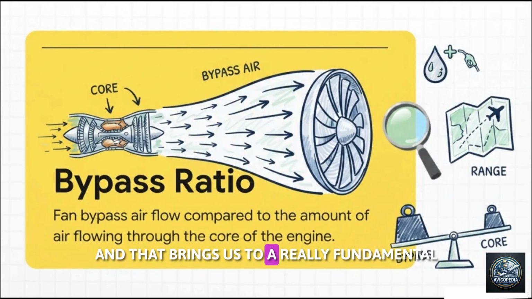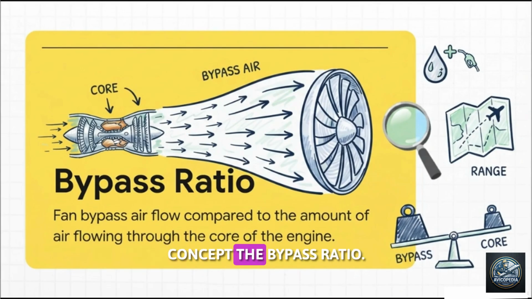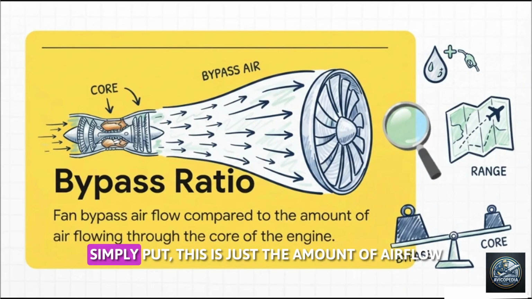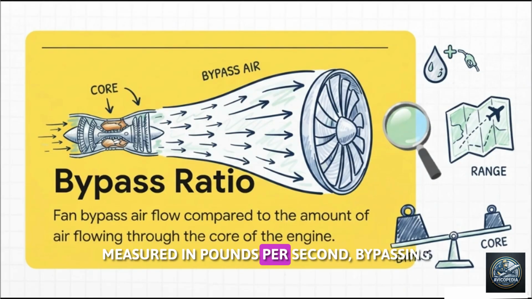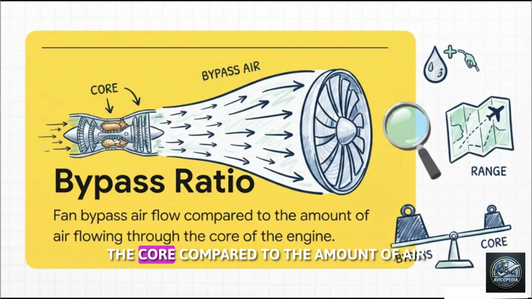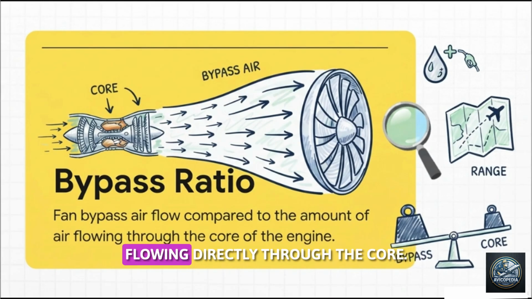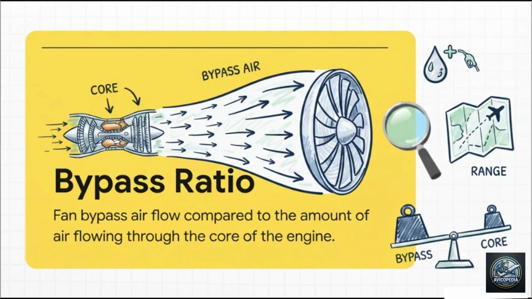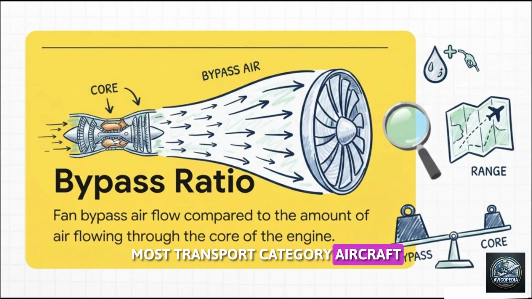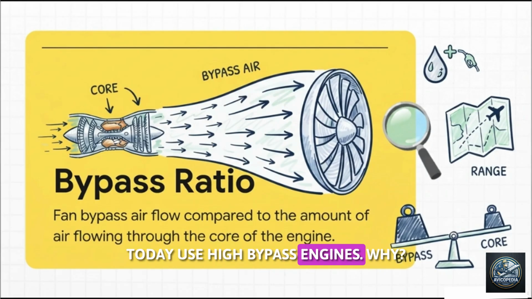And that brings us to a really fundamental concept, the bypass ratio. Simply put, this is just the amount of airflow, measured in pounds per second, bypassing the core compared to the amount of air flowing directly through the core. Most transport category aircraft today use high bypass engines.